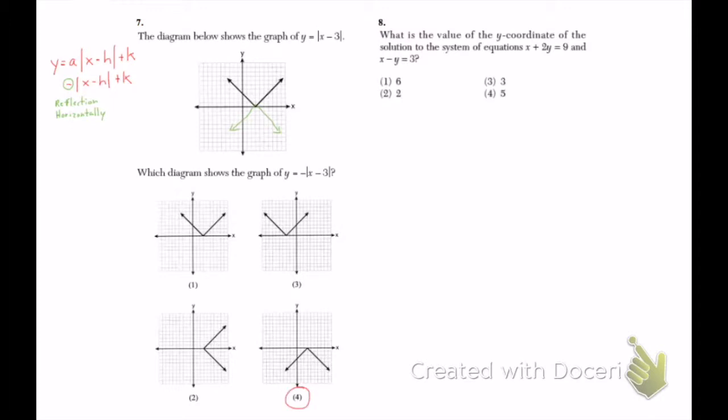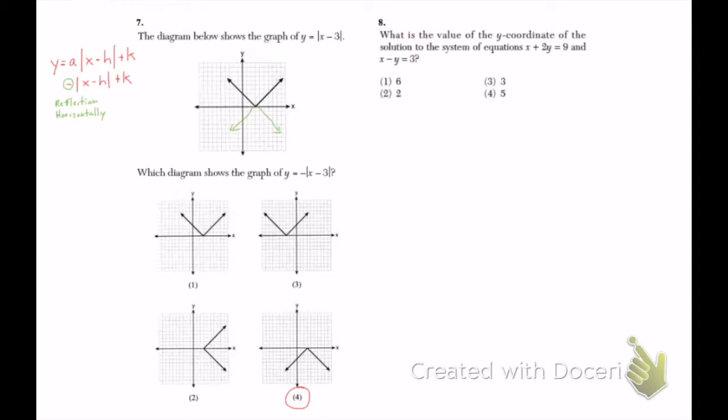Another way that we could have done this is, again, since they presented us with an actual function of negative absolute value x minus 3, all you had to do was put that into the calculator and graph it to see which of the choices was the correct answer.